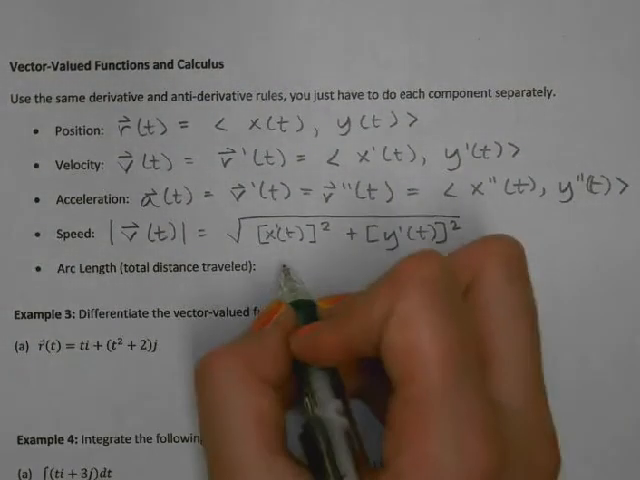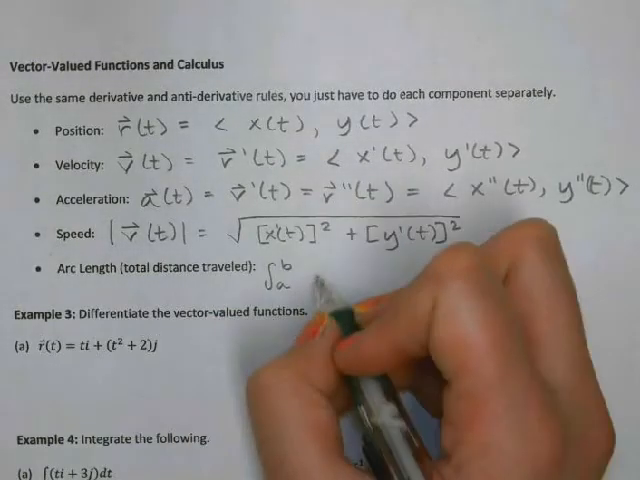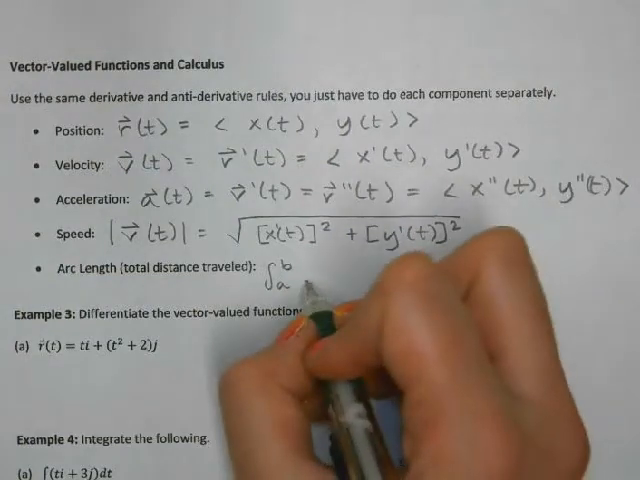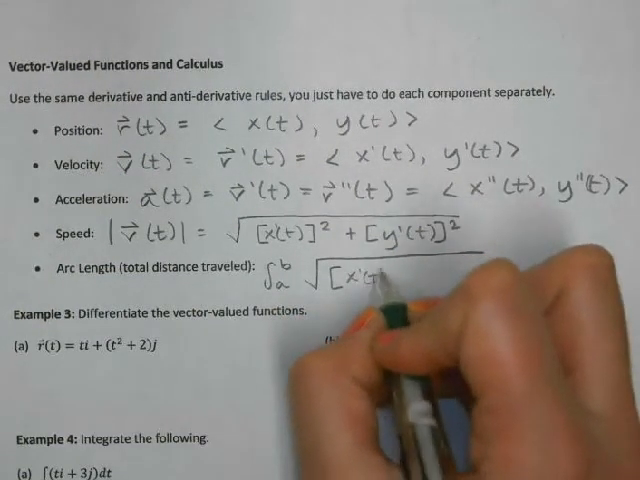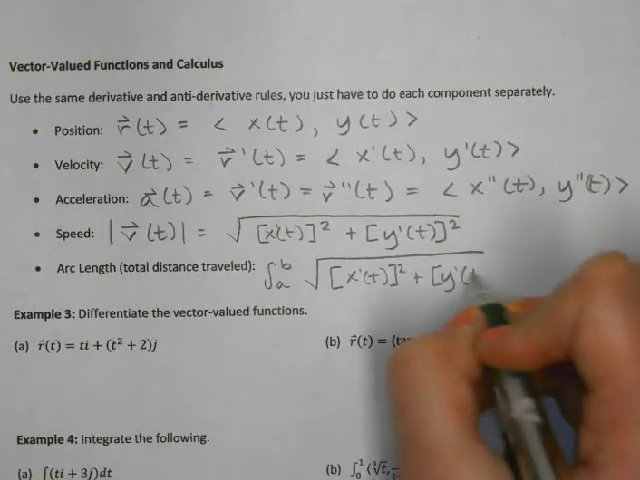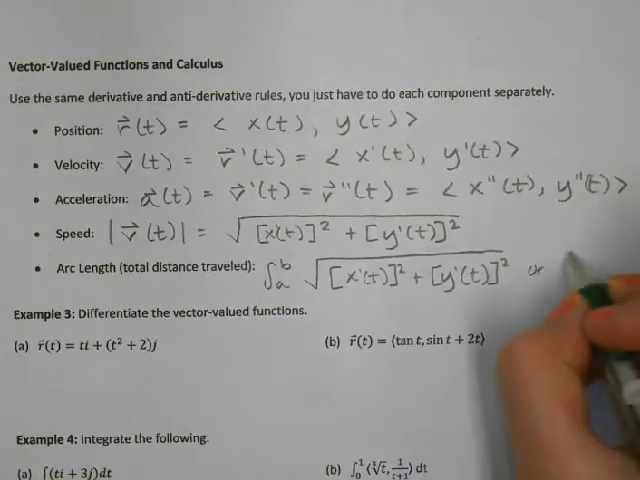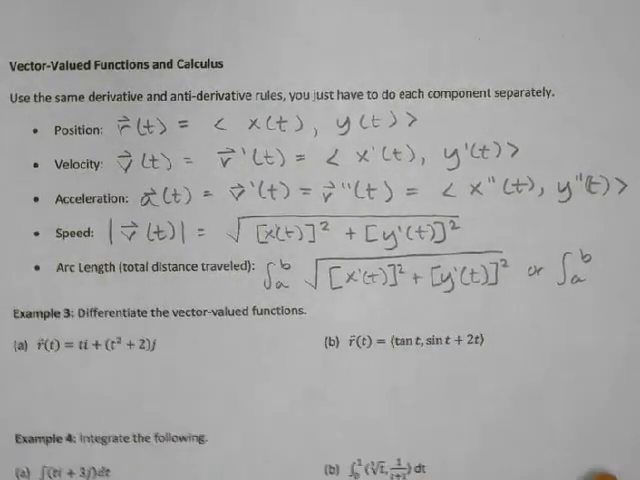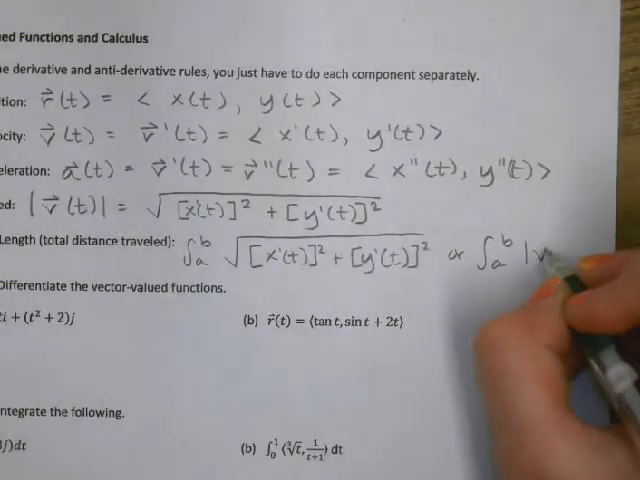The arc length, or the total distance traveled, is the integral of the square root of x prime of t squared plus y prime of t squared. So you could say that the arc length is the same as the speed.